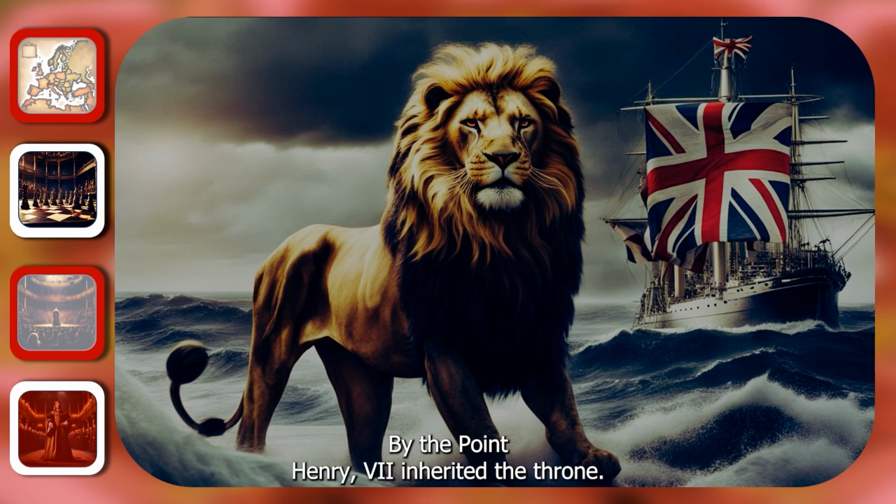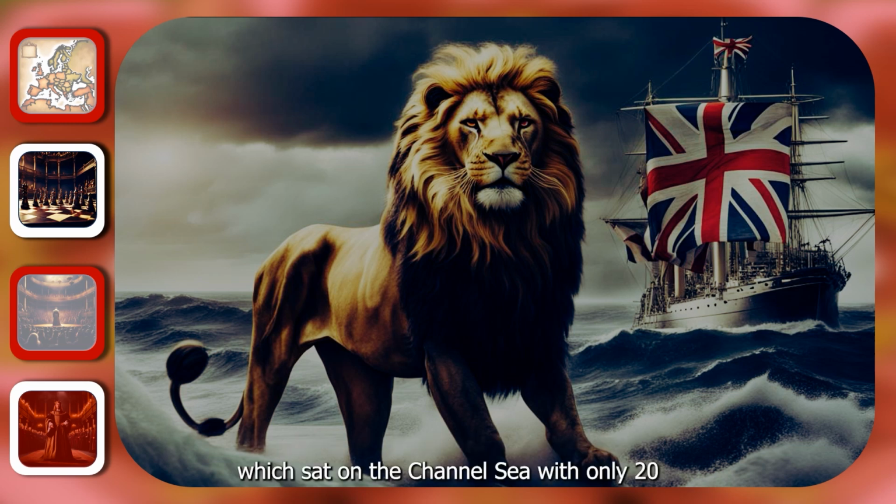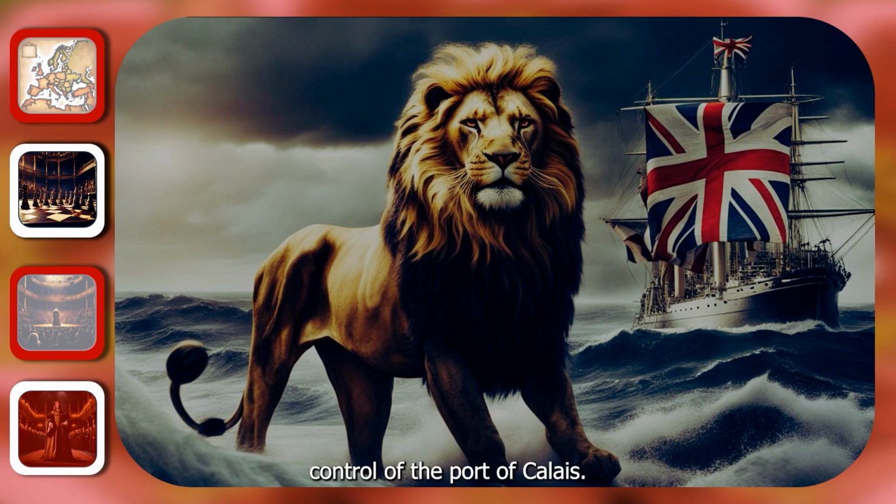By the point Henry VII inherited the throne, the only foothold the English crown had in France was the northern port of Calais, which sat on the Channel Sea, with only 20 miles of water separating it from Dover. It was therefore vital for England's security that Henry kept control of the port of Calais.